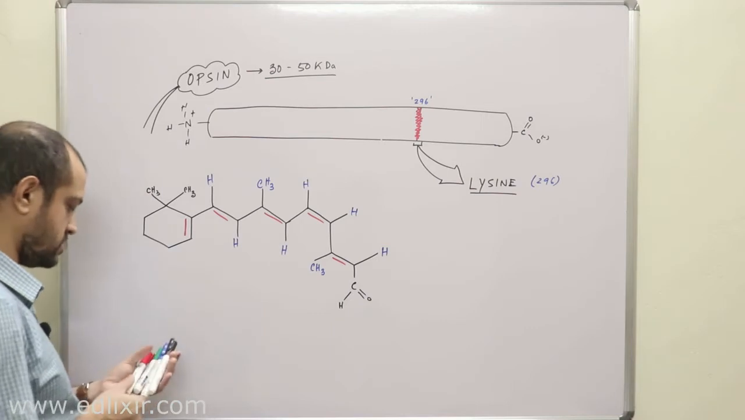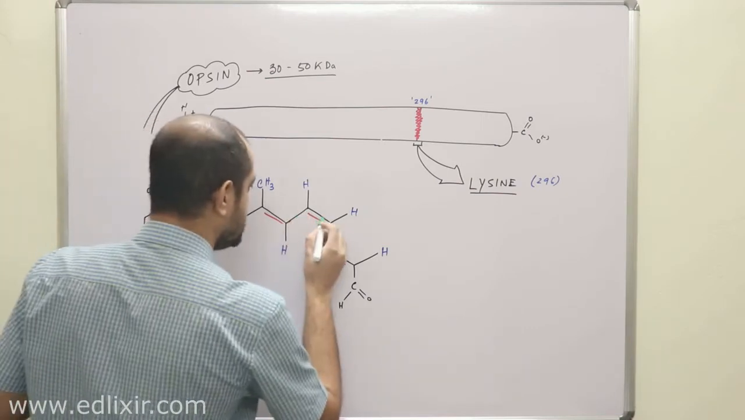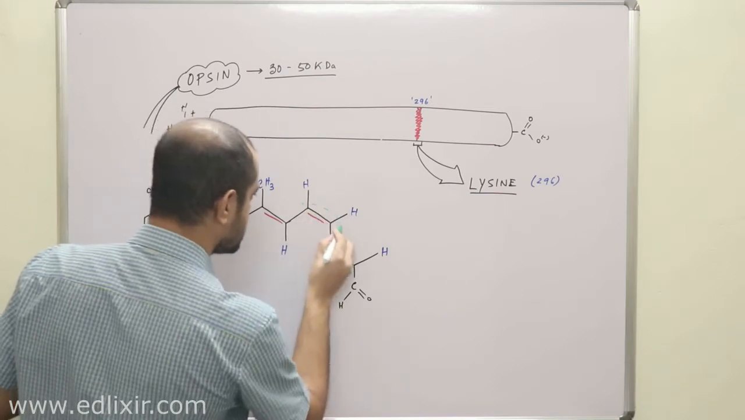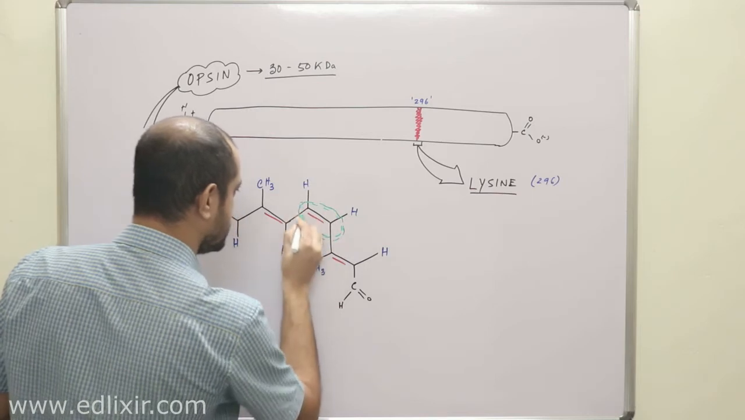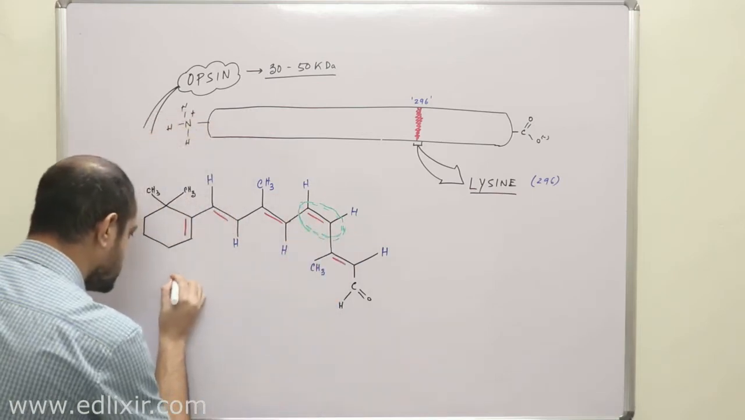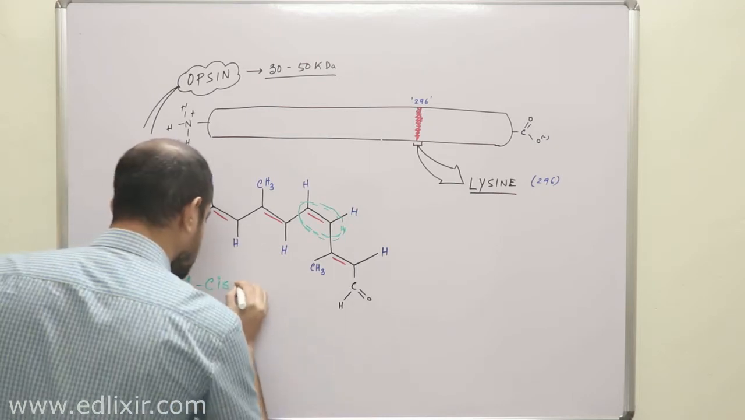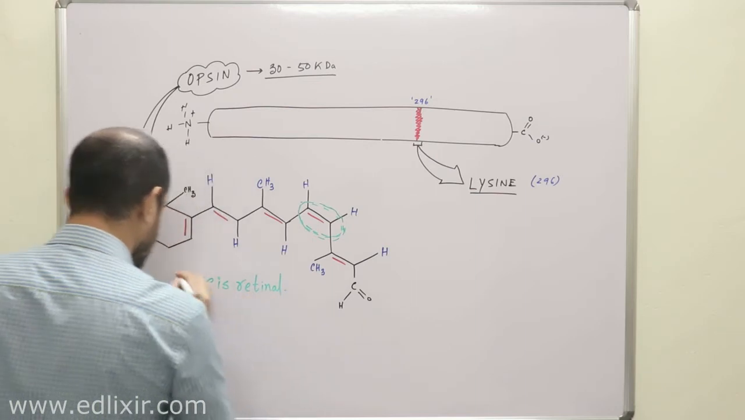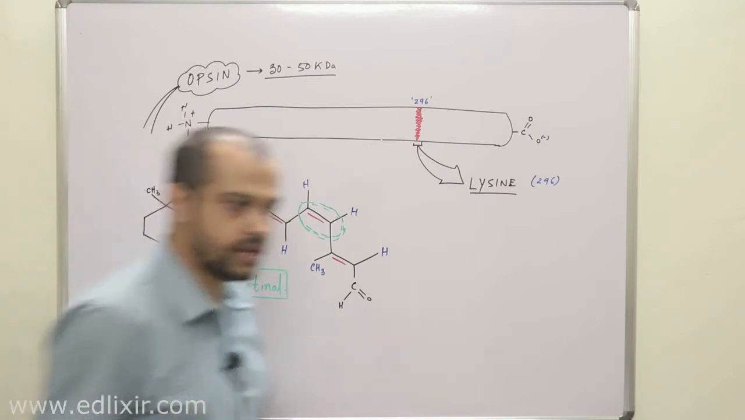Now listen with all your attention. Where is the change actually occurring? In this position, the change will occur after light hits this retinal. Okay, in this position, clear? And that's why it is known as 11-cis retinal. This is 11-cis retinal, clear?